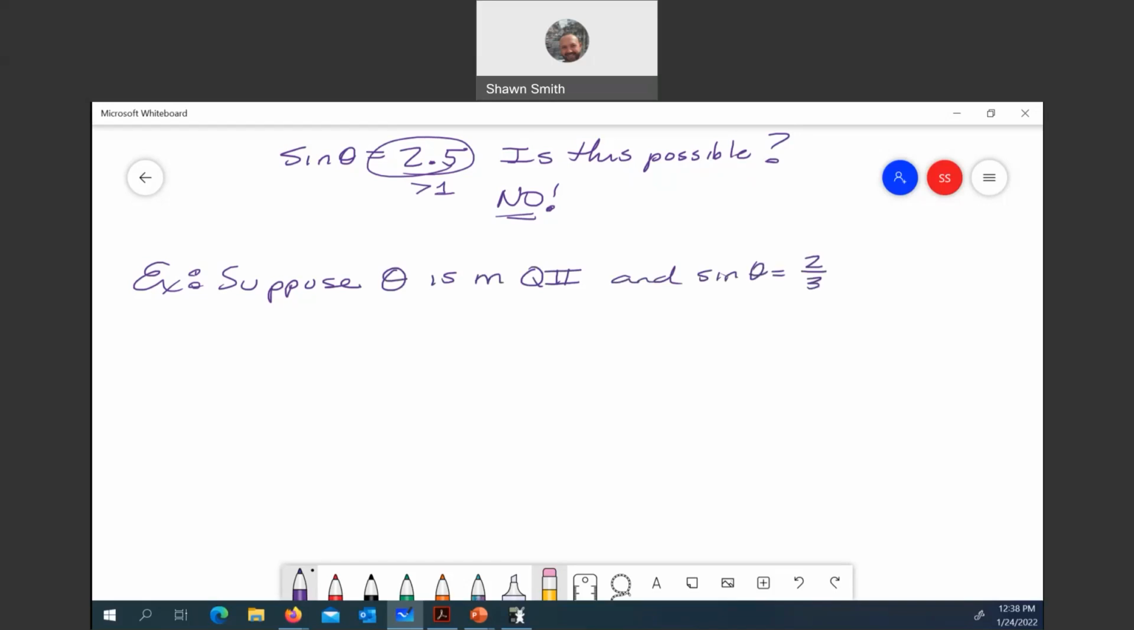Sine is positive in quadrant 2, so we know that. If they didn't tell me we were in quadrant 2 and they just gave me sine as 2/3, I would have to be either in quadrant 1 or quadrant 2. Then I have to be given a little bit more information to figure out exactly what quadrant I'm in. Find the remaining trig function values.